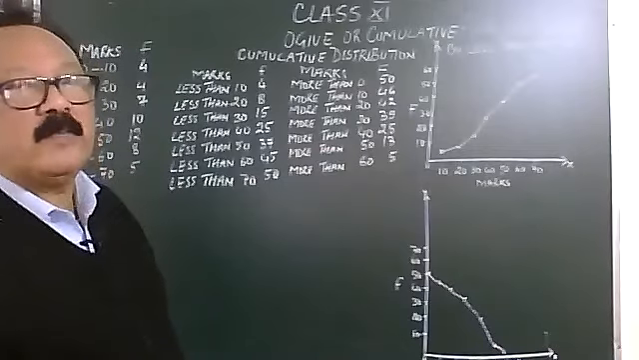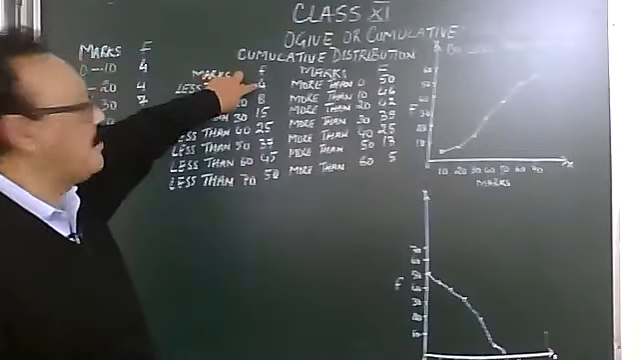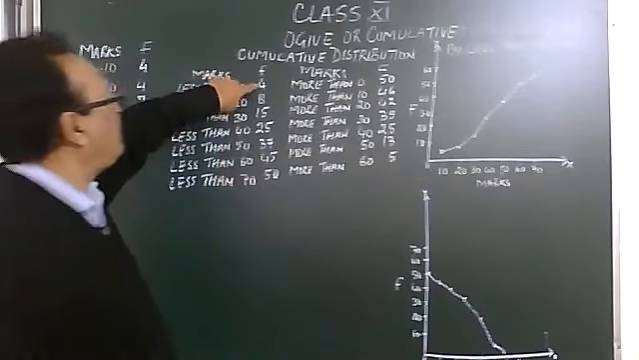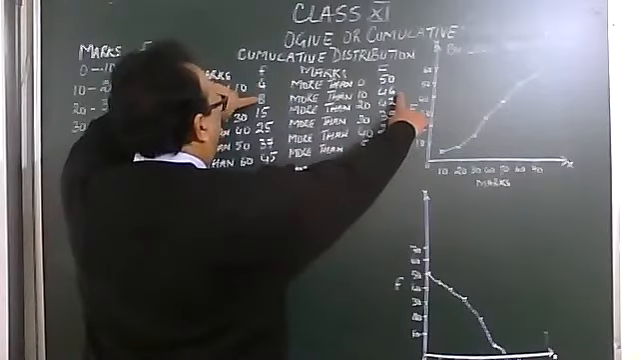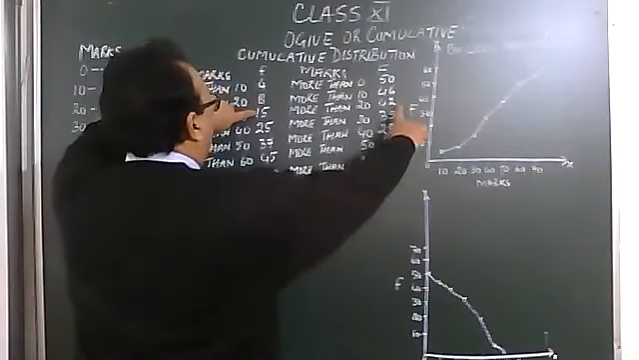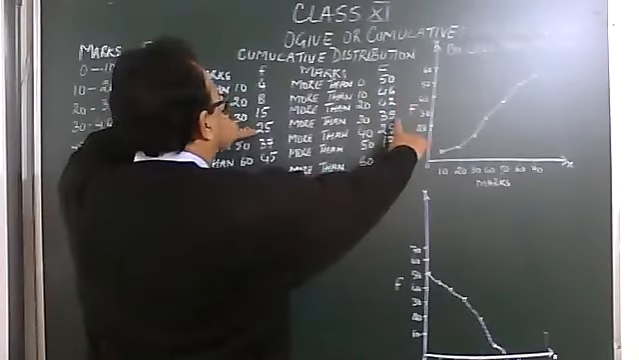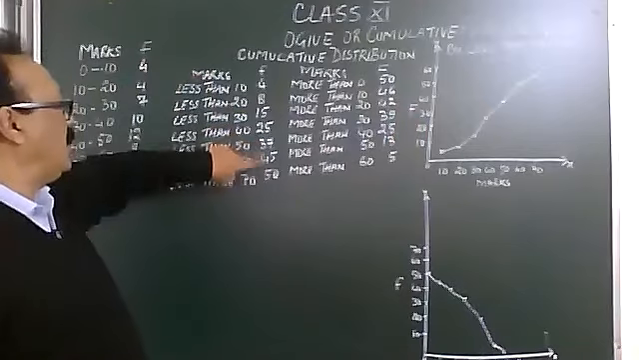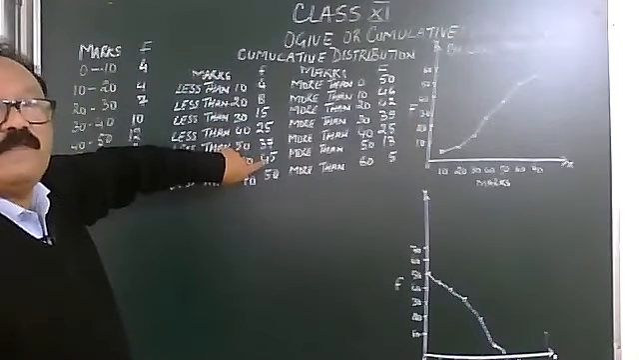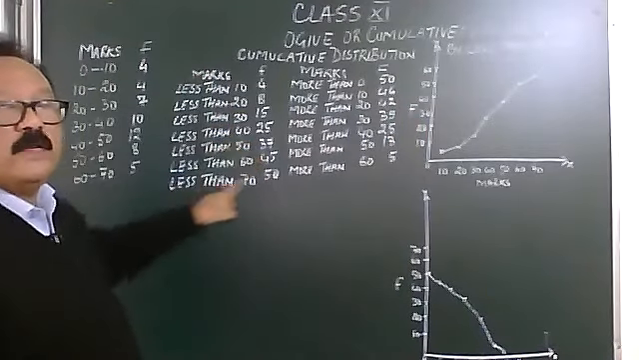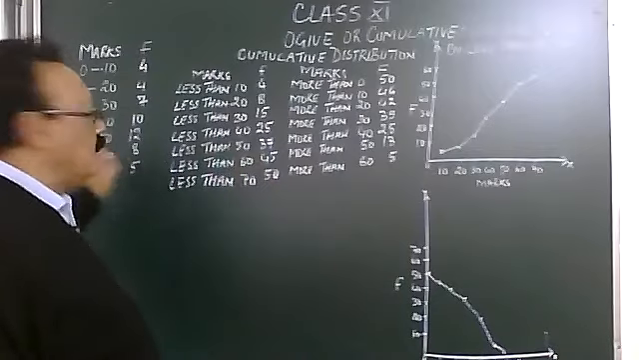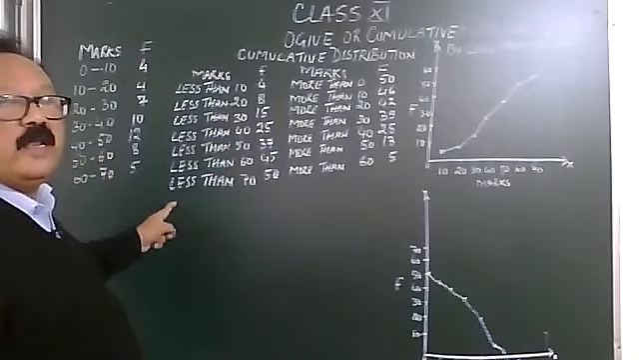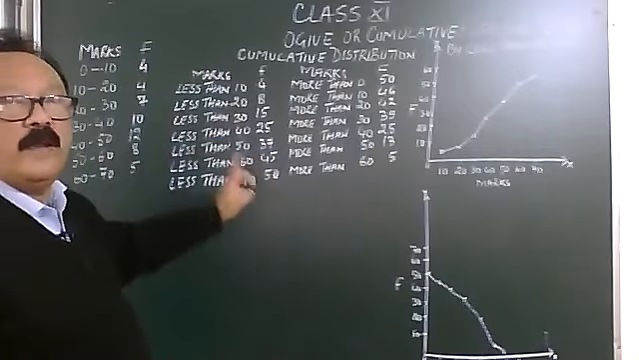Then from the maximum, we will minus the frequency obtained from the less than. So 50 minus 4, 46. 50 minus 8, 42. 50 minus 15, 35. 50 minus 25, 25. 50 minus 37, 13. 50 minus 45, 5. This is the most important thing, that is translating the data given into a less than or a more than.